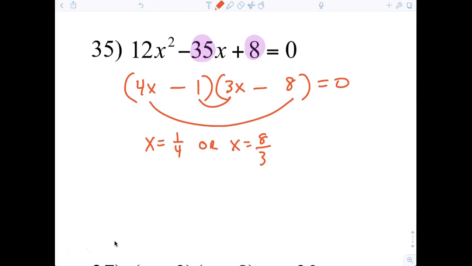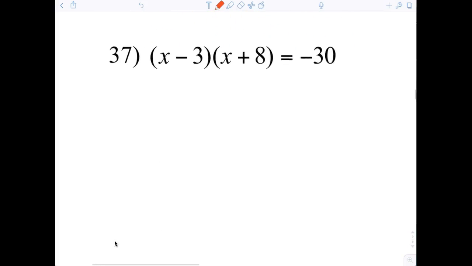Some of you put down 4x minus 1 equals 0, and I'm happy with that. 3x minus 8 equals 0. But when you get more advanced, you don't have to write all that little step out. All right, here we go.